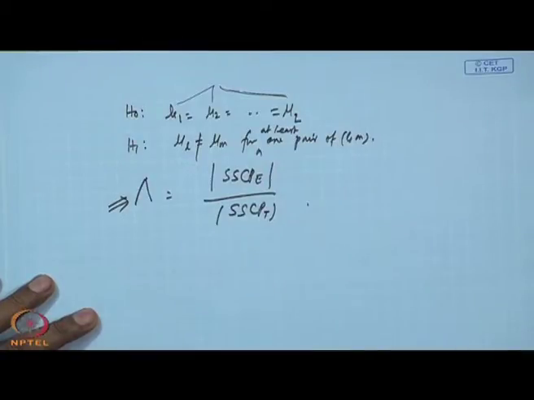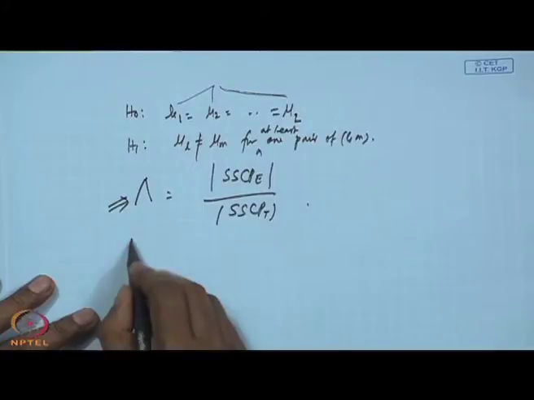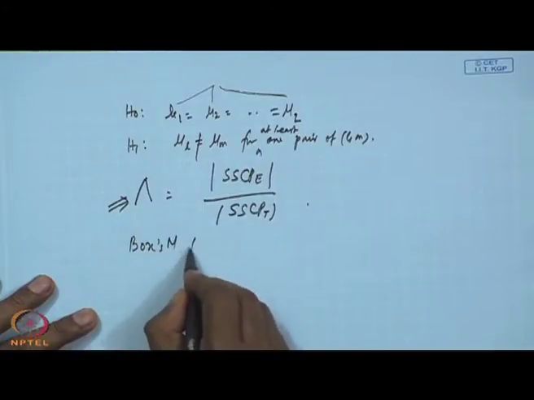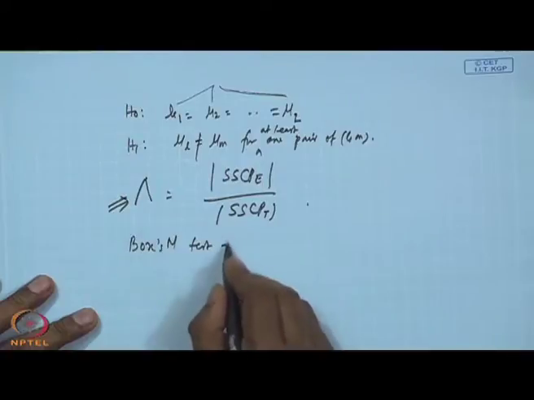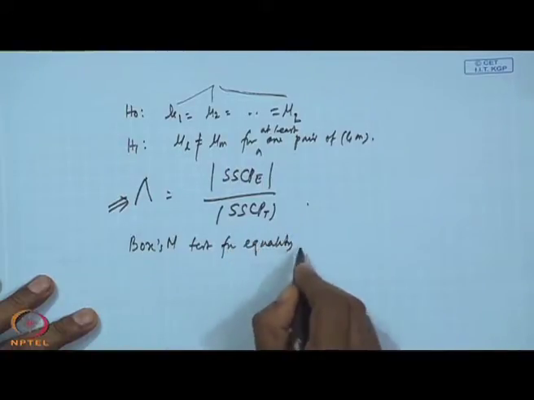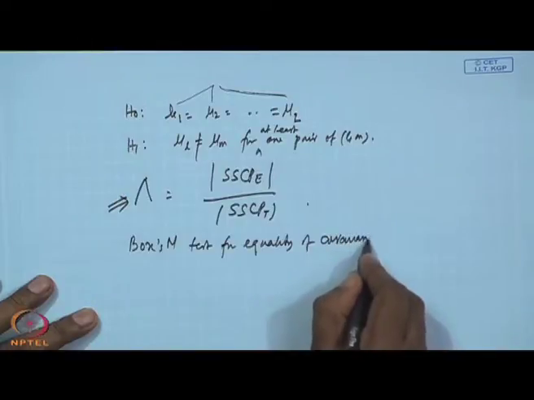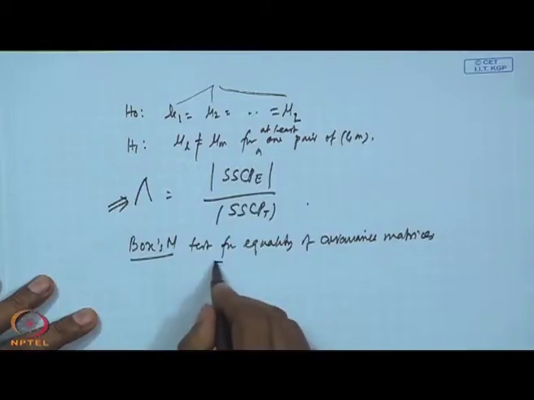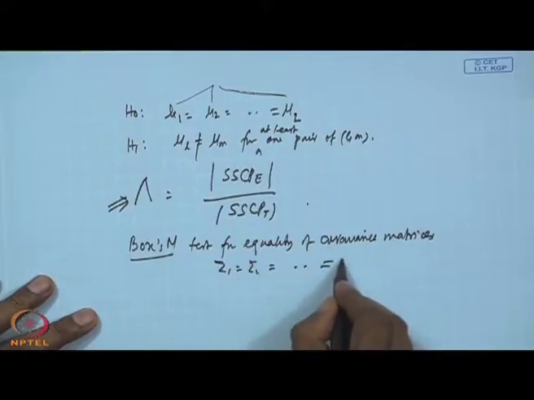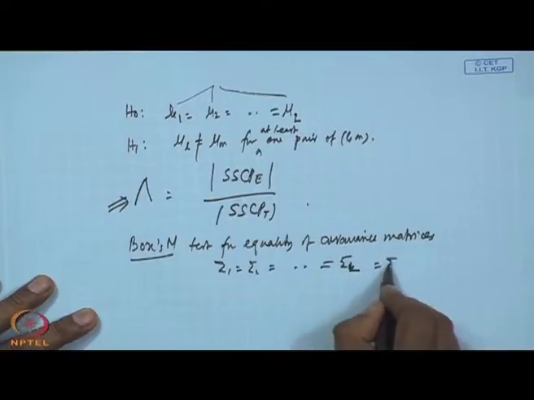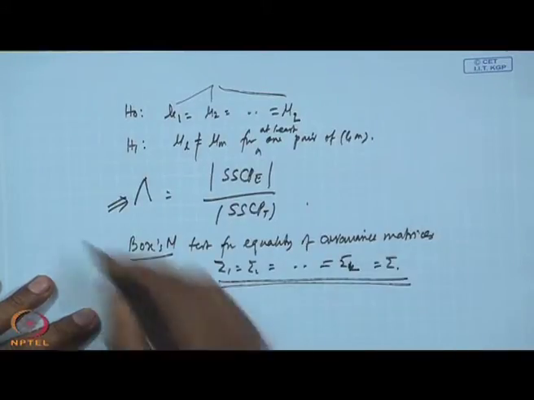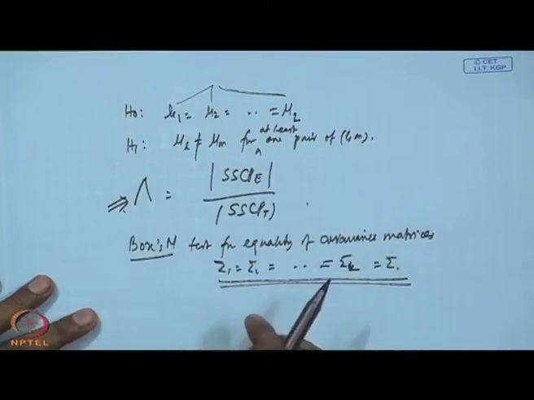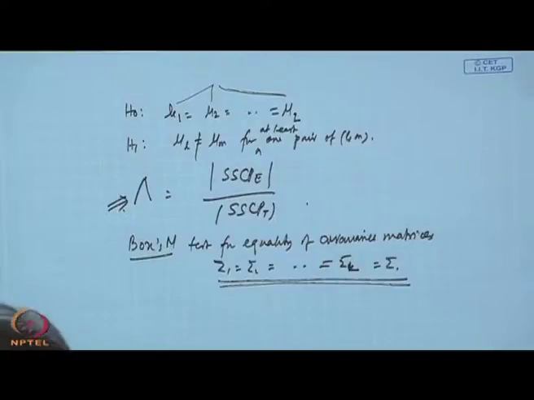Before that, what have we done? We have also done the Box's M test for equality of covariance matrices, that means sigma 1 equal to sigma 2 equal to sigma L equal to sigma. If this condition is satisfied, then Wilks lambda and other statistics give us a much more accurate result compared to the situation where these are not equal.